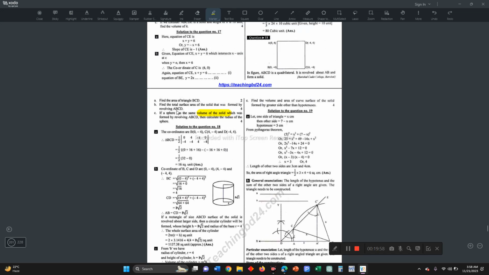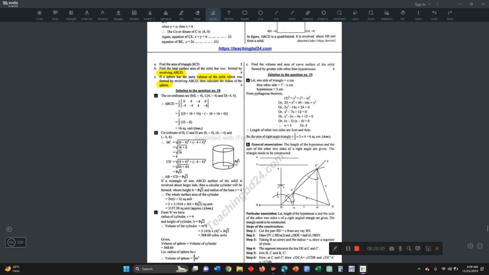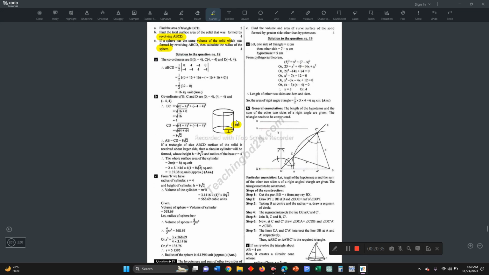But they have said, find the total surface area of the solid that was formed by ABCD revolving. That means we have to determine the total surface area of the cylinder. Then a sphere has the same volume as the solid formed by revolving ABCD. Then calculate the radius of the sphere. At first, we will determine the total surface area, and that is 2 pi r into r plus h. As all these values are given, always remember to take the greater value as h and the smaller value as r. So now we have the values of h and r.